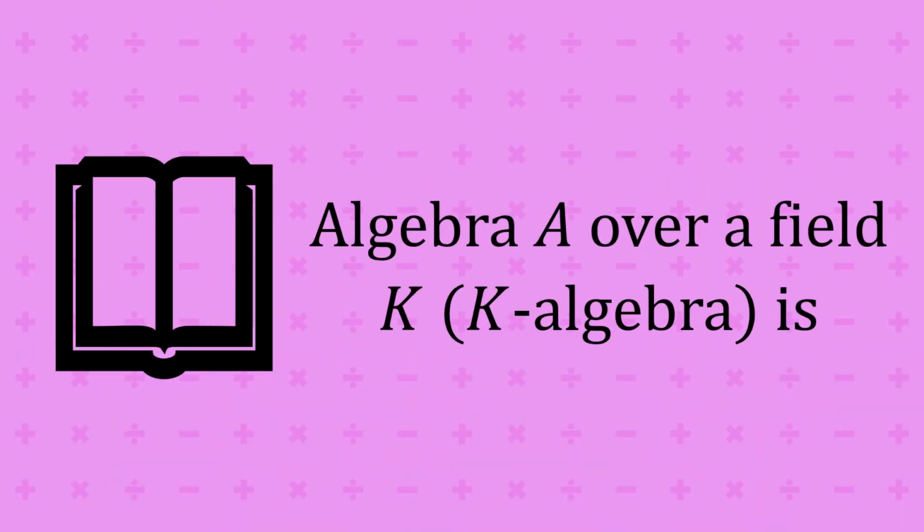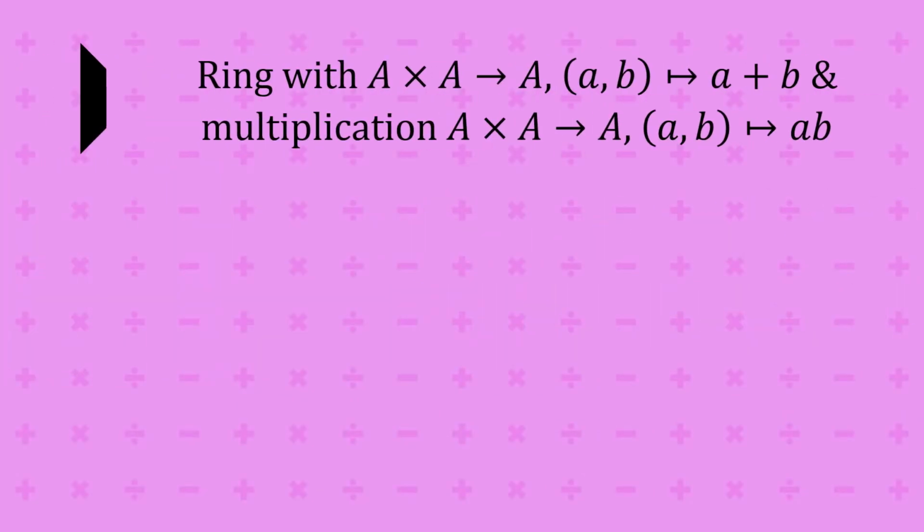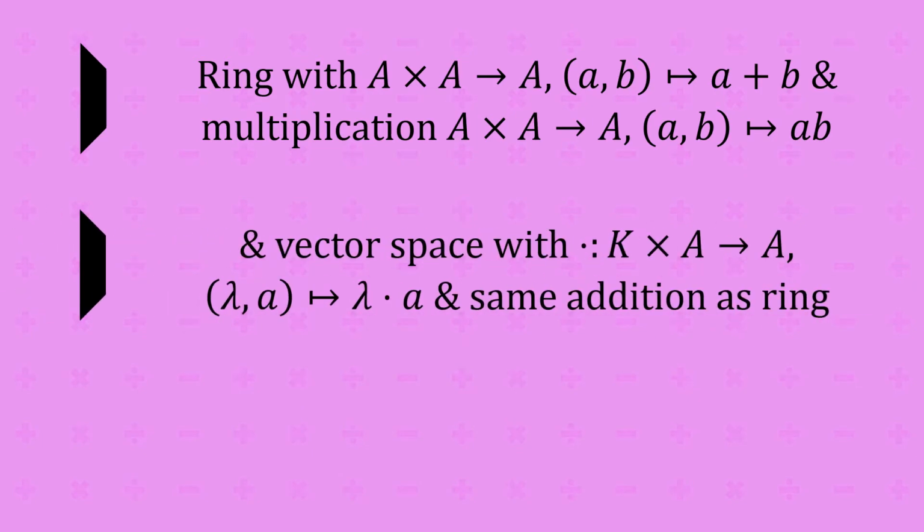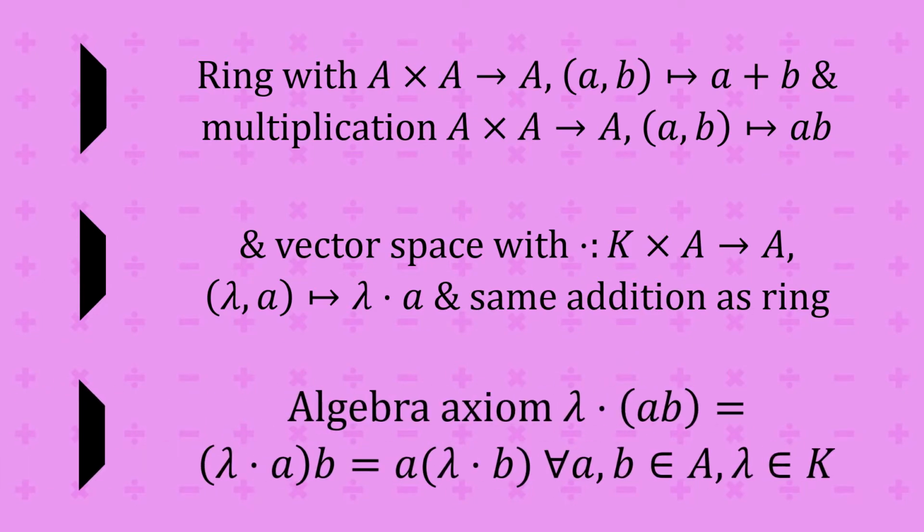Formally, an algebra A over a field K, also called a K-algebra, is a ring with addition and multiplication, and it is a vector space with scalar multiplication and the same addition as for the ring. These operators must satisfy the algebra axiom, which, informally, says that the scalars commute with everything.